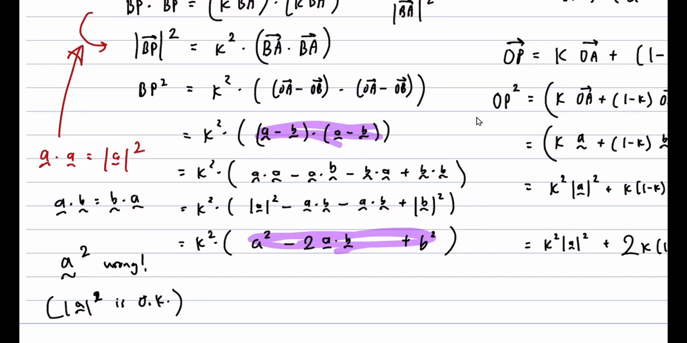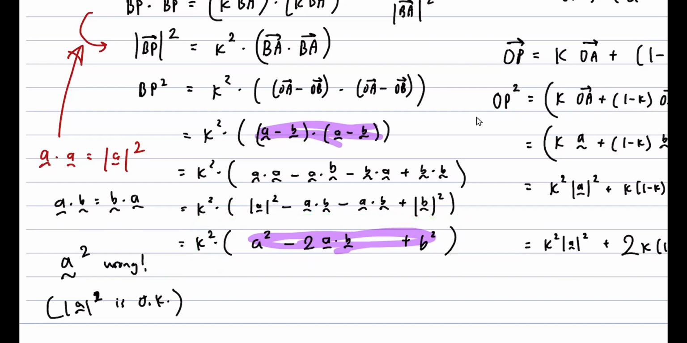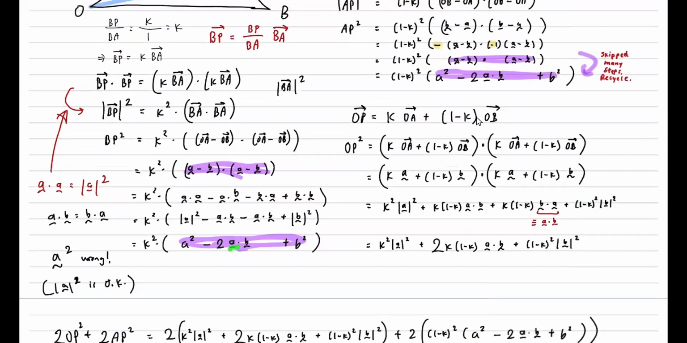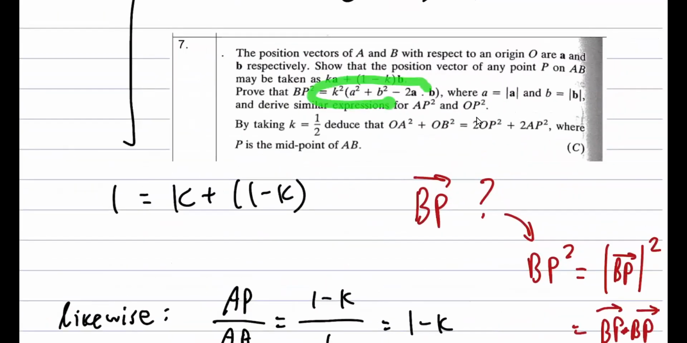But anyways, what we get at the end of the day is k squared multiplied by the bracket: modulus A squared minus 2 A dot B plus modulus B squared. Is this part okay? Okay, this one is a vector. So let's take a look. Is that what we wanted to show? Yes, that's exactly what we wanted to show. So that's for BP squared. Not done yet. We still need to deduce a similar expression for AP squared and OP squared.